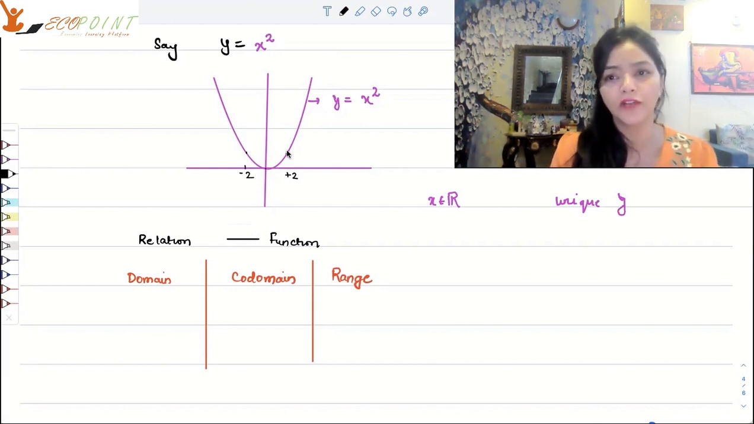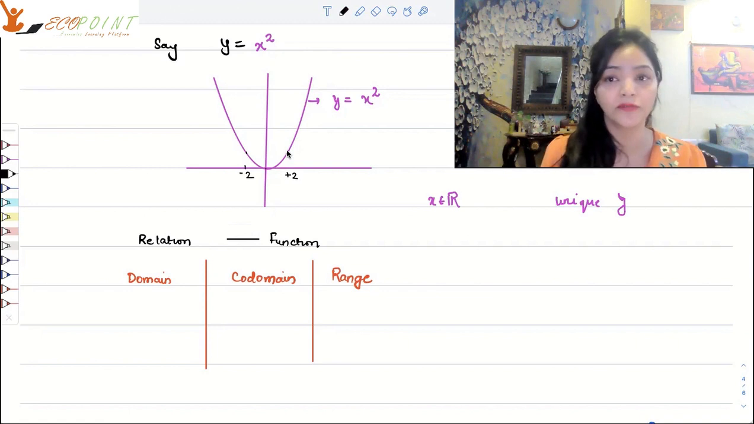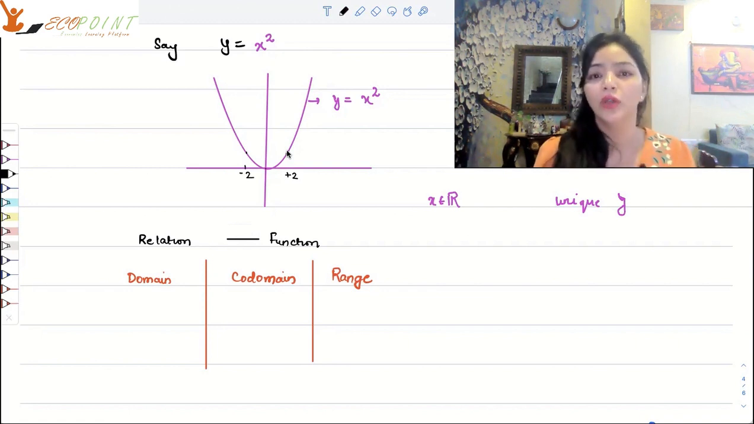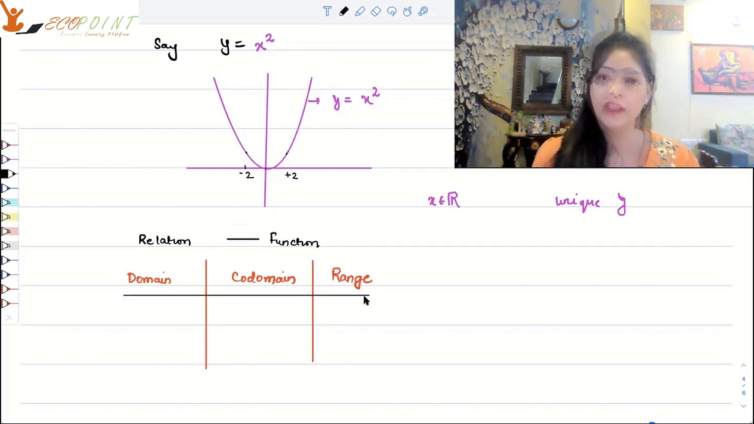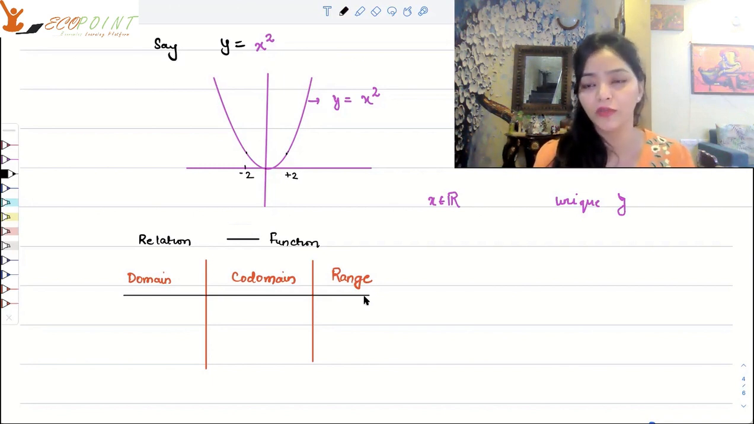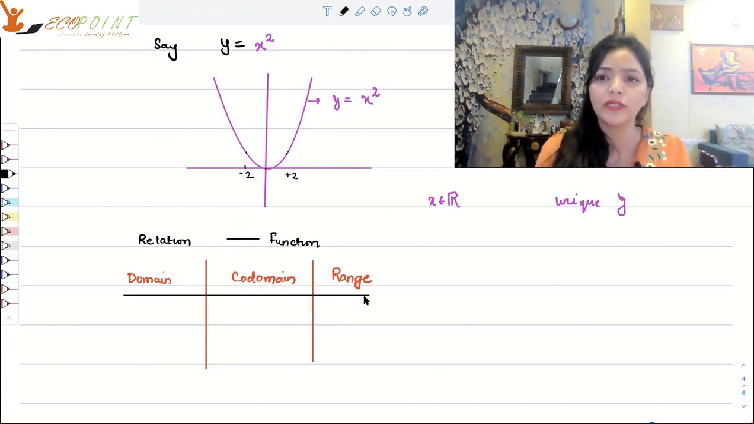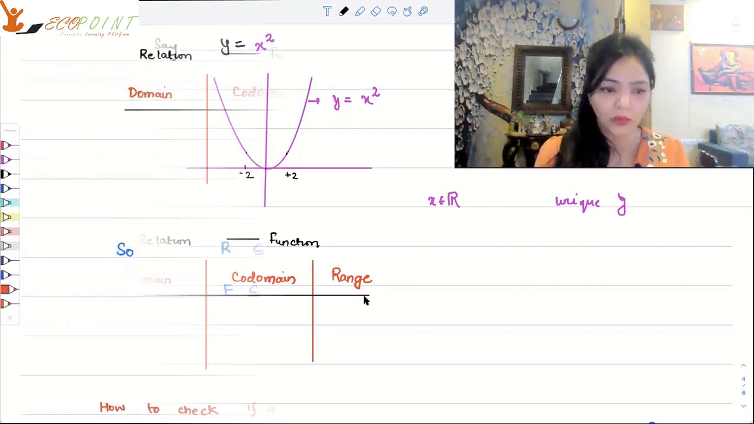It's very important for us to analyze which relation is a function and which relation is not. Both, be it a relation or a function, have three things in common. Every relation and every function has a domain. Domain is the set of all inputs that you can take. Codomain is the supporting set where you can find your output. And range is the actual set of output.